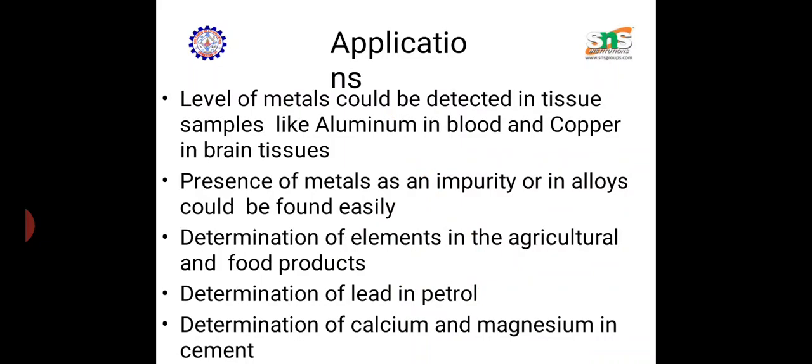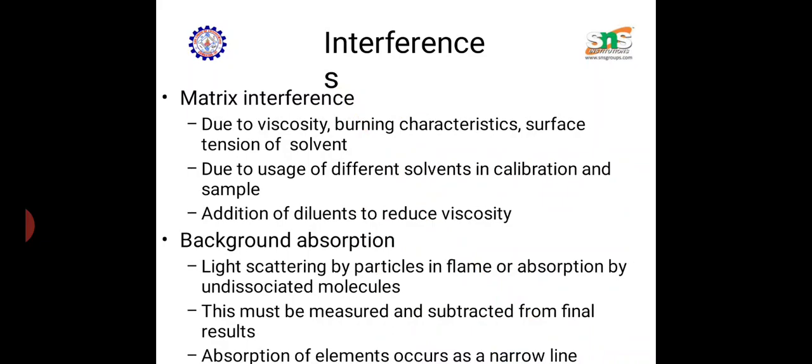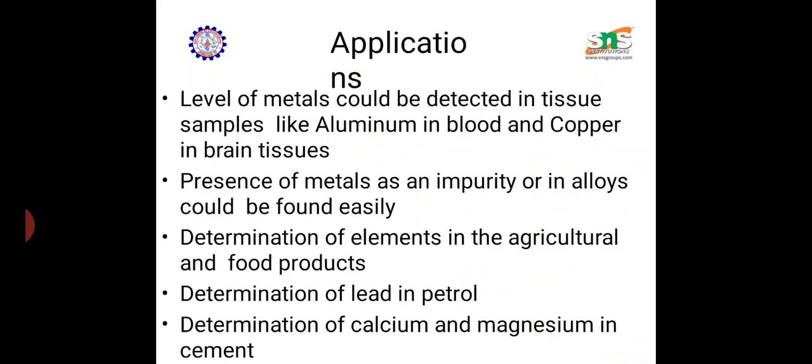So what about the application? Matrix interference means interference due to viscosity, burning characteristics, and surface tension of the solvent. We need some calibration for different solvents, so a diluent should be added. It should be diluted, and as I said in the beginning, the sample should be highly diluted so that it reduces the viscosity. For background absorption, scattering should be avoided. So it depends upon the final calibration.